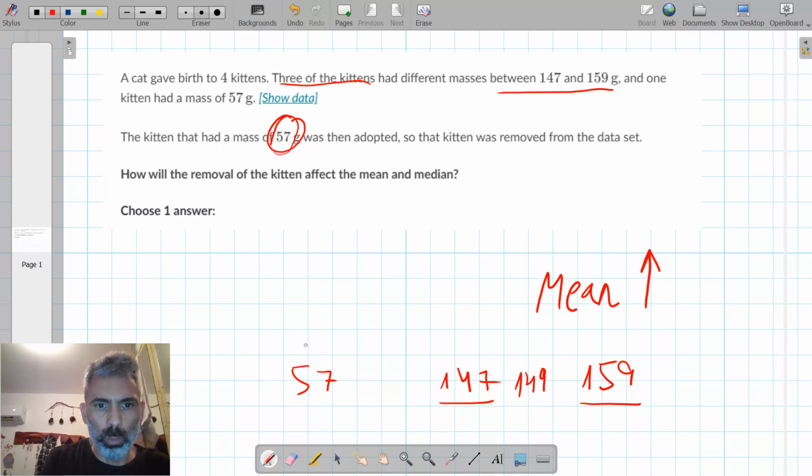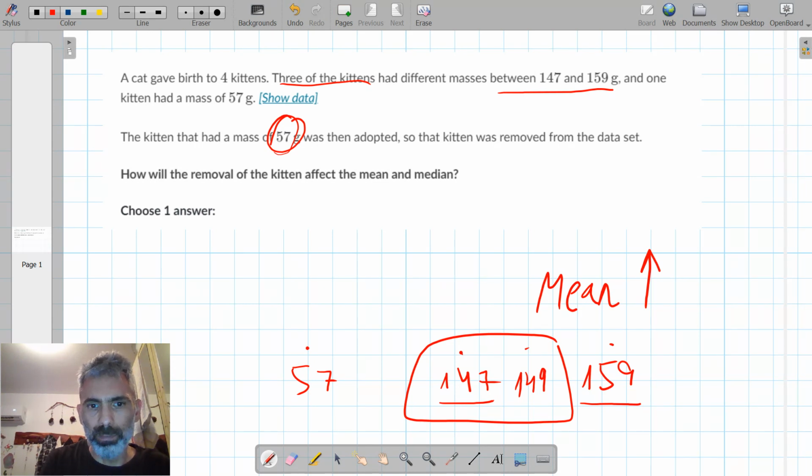So to begin with, we have 4 data points, and the median is the mean of these 2 data points, because these are the 2 numbers in the middle. We have an even number of data points, so we don't have 1 number in the middle, we have 2, and we have to find the mean of these 2 numbers. And the mean of these 2 numbers is 148. And if we remove 57 from the data set, then we are left with 3 numbers.